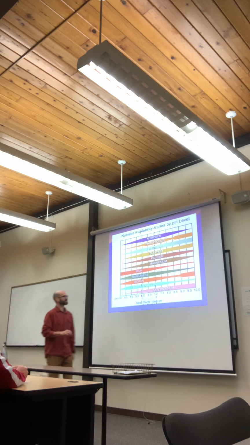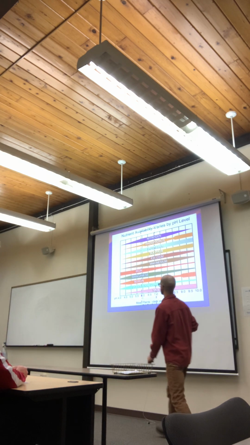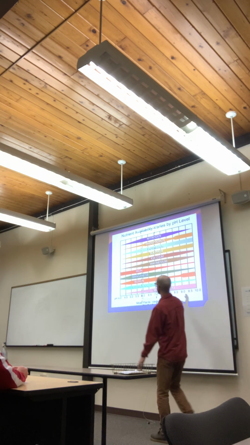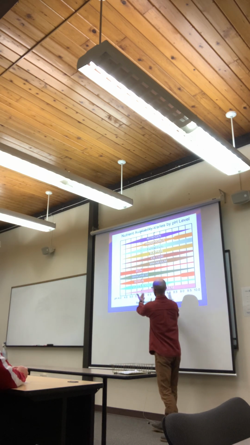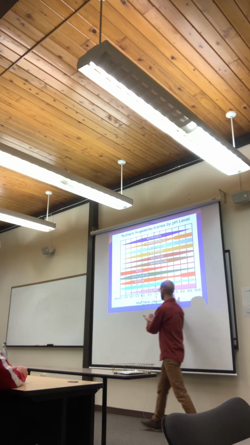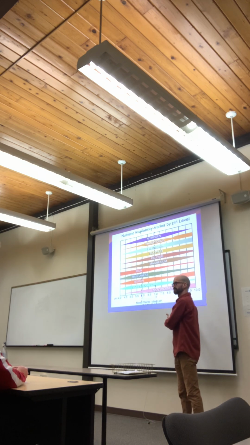So I'm not going to ask anything like, tell me where iron is most available, but the idea that there's a range where nutrients are more available and a range where they become less available is something I want to see if you know. The relationship between pH and how the plant can get nutrients.